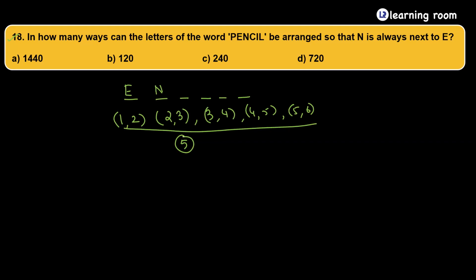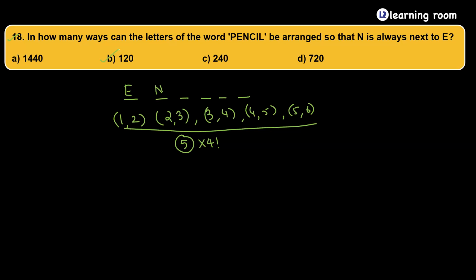When you place them in such an order, you can place them anywhere. So how many blank spaces are left now? When E and N are placed beside each other, there are 4 blank spaces left. The 4 letters can be arranged among those 4 blank spaces in 4 factorial ways. So 4 factorial is 24, and 24 into 5 is 120. So this should be the answer.